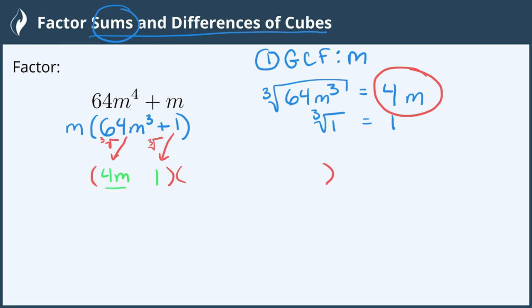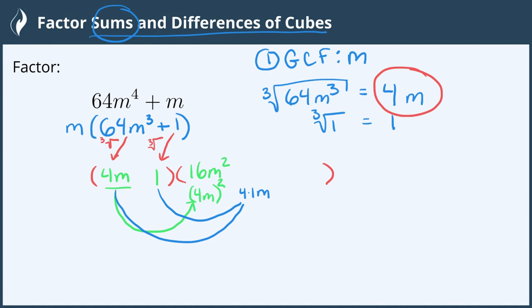So now we're going to take our first one, we square it for the first term of the trinomial. 4m quantity squared gives us 16m squared. Then we multiply our two terms together, 4m times 1. 4 times 1 is 4, times m gives us 4m. And then for our last one, we'll square 1, so we get 1 quantity squared, which is 1.